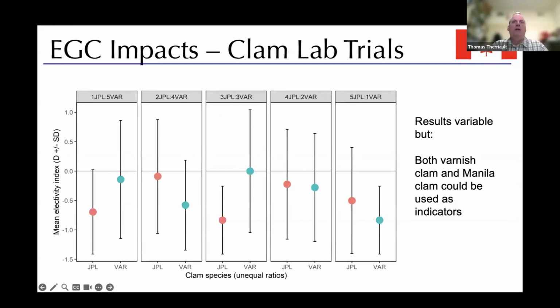prey experiment where green crab were given a choice between two common species in our southern waters. One is the Japanese littleneck or manila clam. The other is the very common varnish clam. And as you can see, green crab hit both of these species in fairly equal rates. So both of these could conceivably be used as an ecosystem indicator for invasive species management.